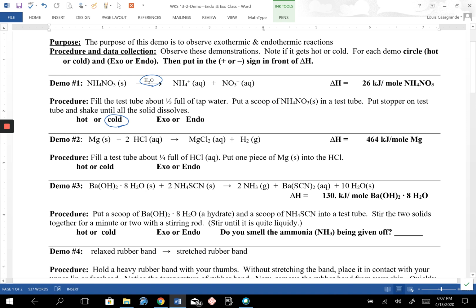Now, a cold pack is cold because the reaction absorbs energy from the surroundings. So if we absorb energy, whenever you see that word cold, let's rewrite that: the system absorbs energy from the surroundings. And because the system is taking in energy, that's going to be an endothermic reaction. And so the delta H, let's put a plus sign up front here, is a positive 26 kilojoules per mole of ammonium nitrate.